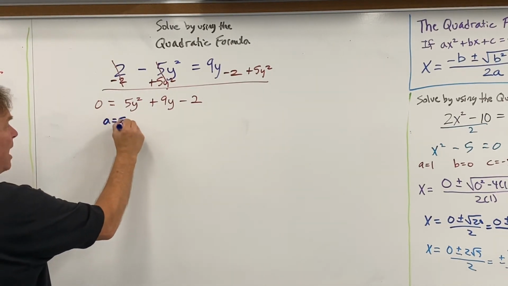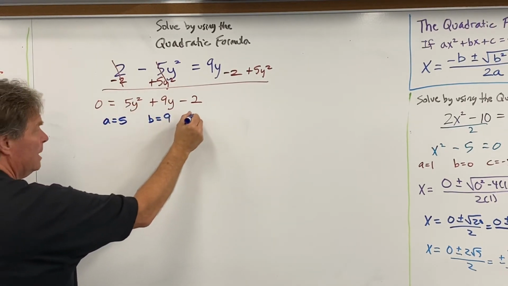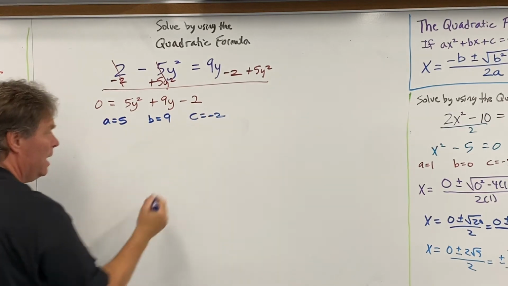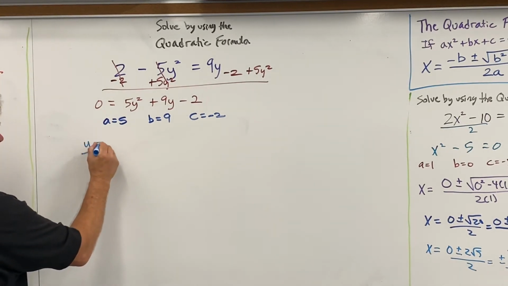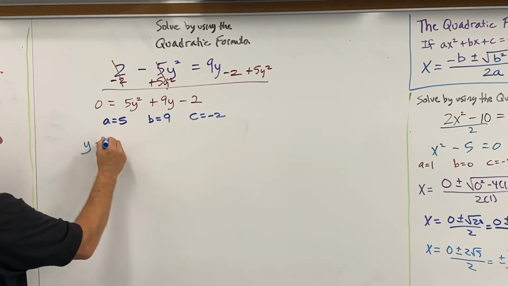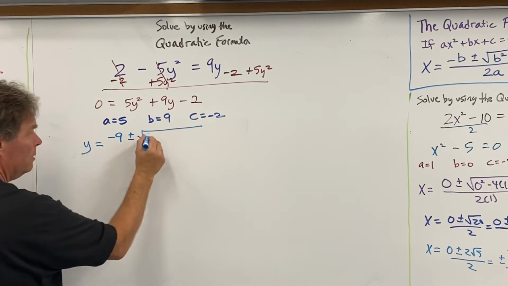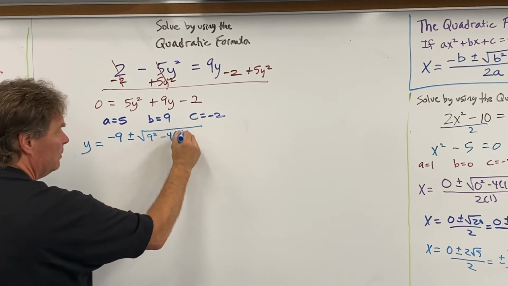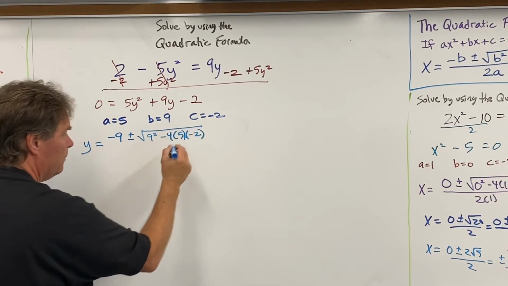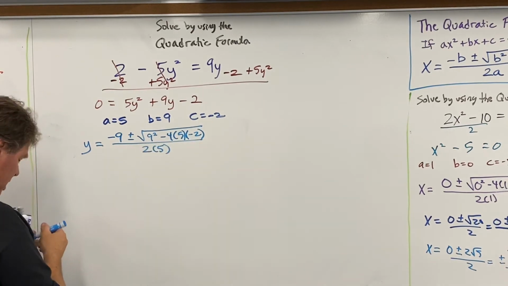A is 5, what's in front of the squared term. B is in front of the single power term, 9. C is -2. Plug that into the quadratic formula. So here we go. I'm going to get y in this case equals opposite of b. Opposite of 9 is -9, plus or minus square root of b squared, so 9 squared minus 4ac, 4 times 5 times -2. The whole thing over 2 times 5.